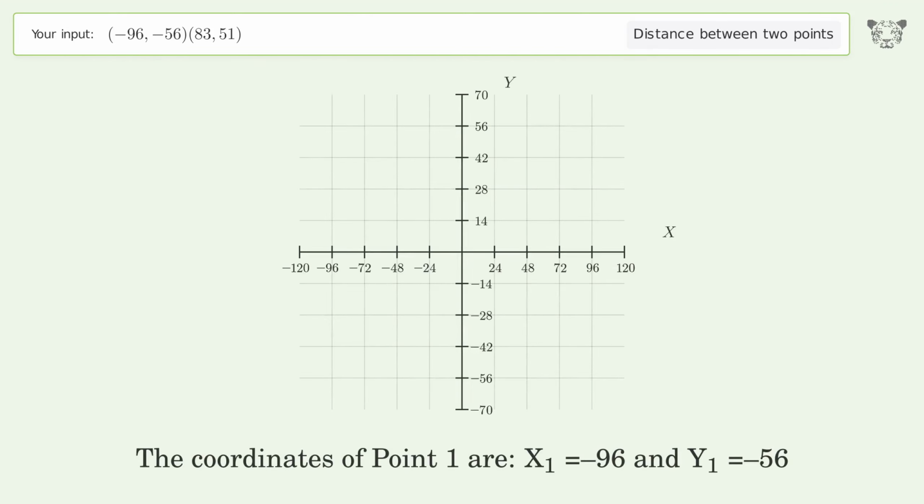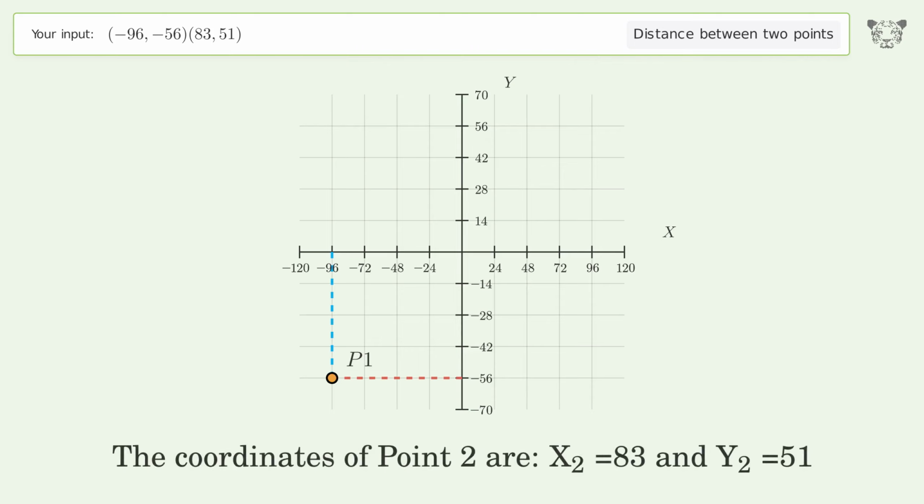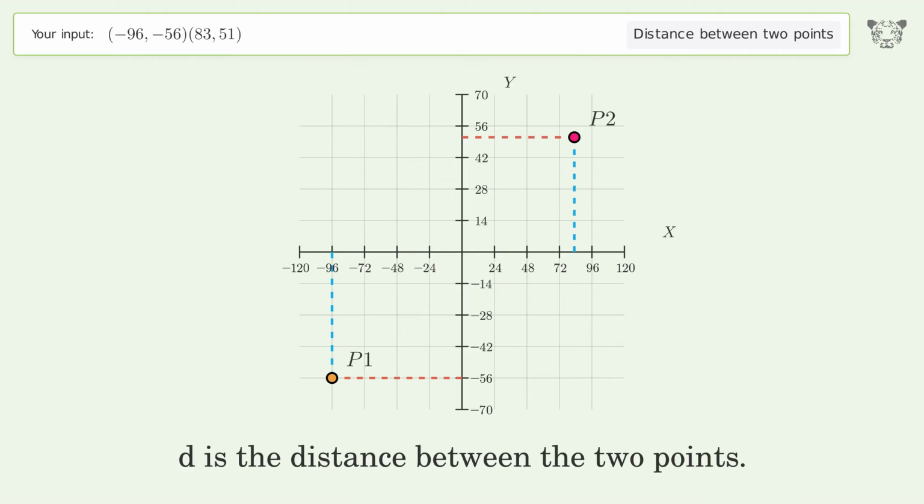The coordinates of point 1 are, x1 equals -96 and y1 equals -56. The coordinates of point 2 are, x2 equals 83 and y2 equals 51. D is the distance between the 2 points.